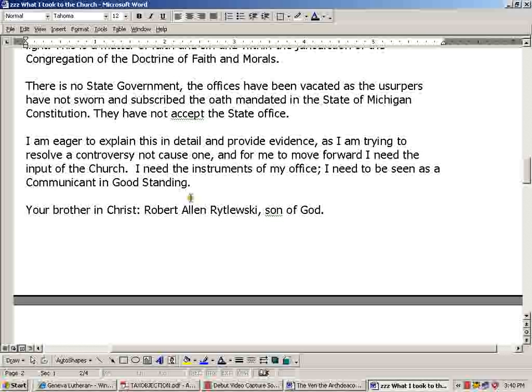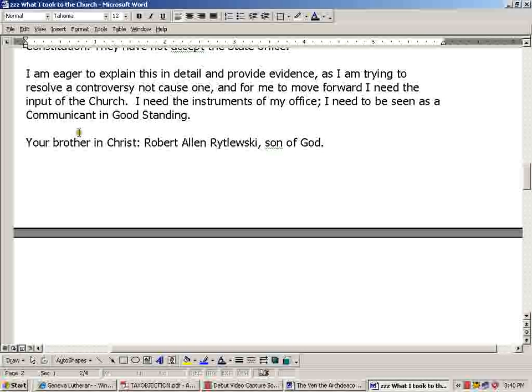You can see I typed this way too fast. I am eager to explain this in detail and provide evidence as I am trying to resolve a controversy, not cause one. And for me to move forward, I need the input of the church. I need the instruments of my office. I need to be seen as a communicant in good standing, your brother in Christ.